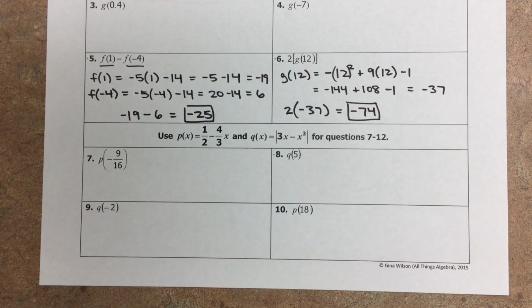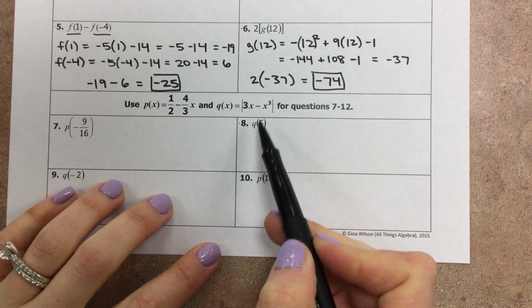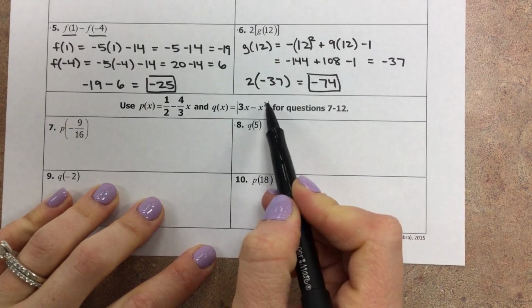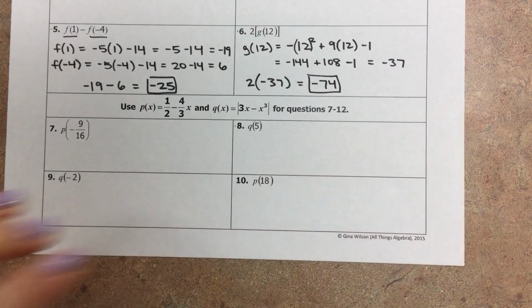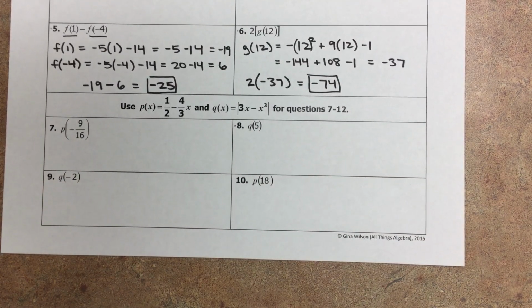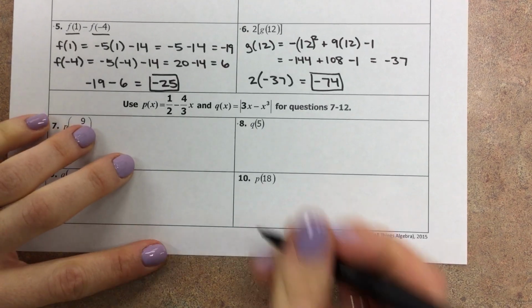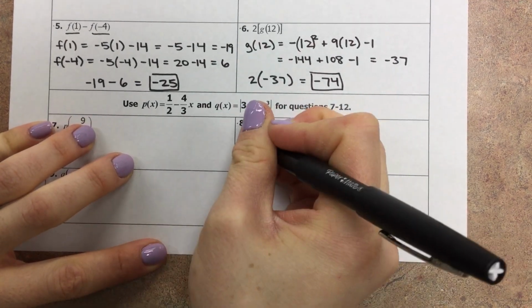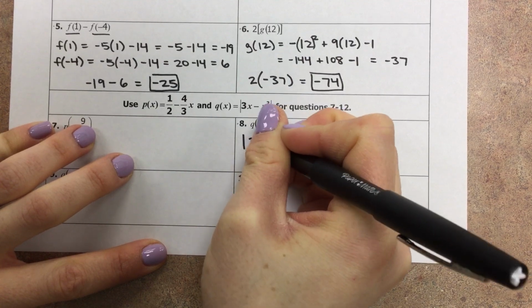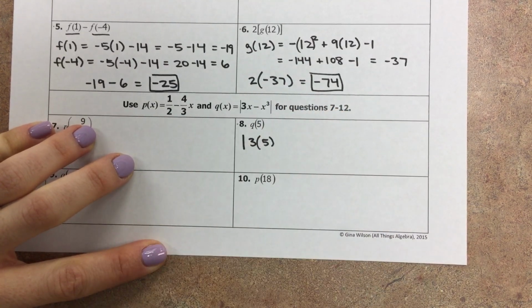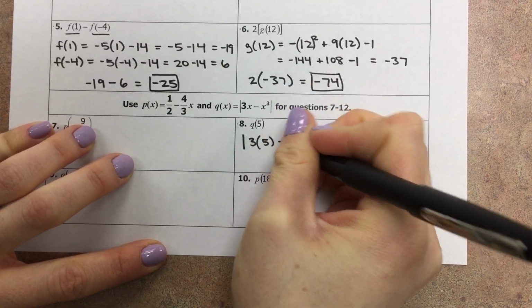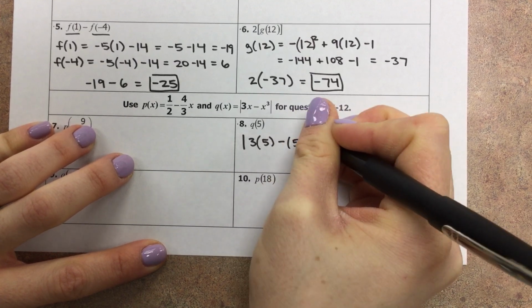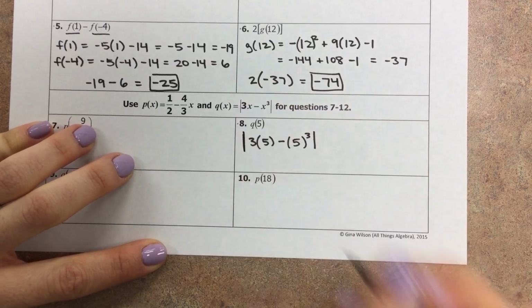So we're gonna look at number 8. Number 8 is asking us to evaluate q of 5. So we use function q, which is this one right here. Notice we have absolute values on this one, so that's gonna be a little bit different. So if we wanna plug in the 5, we have absolute values of 3 times 5, so the 5 plugs in where there was an x, minus 5 to the third, and then that's inside the absolute values.